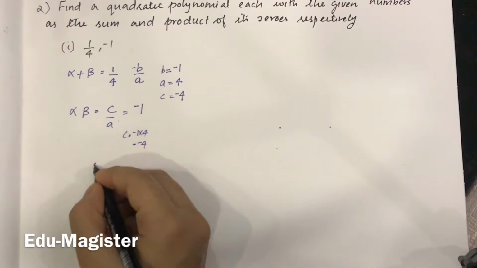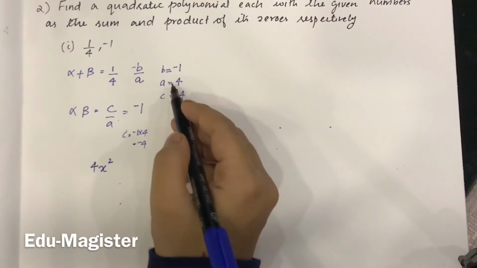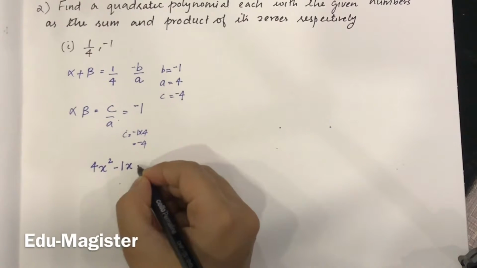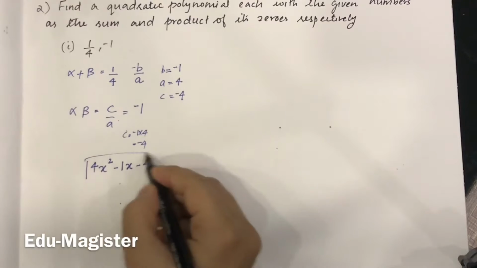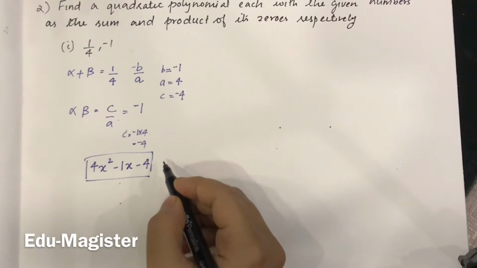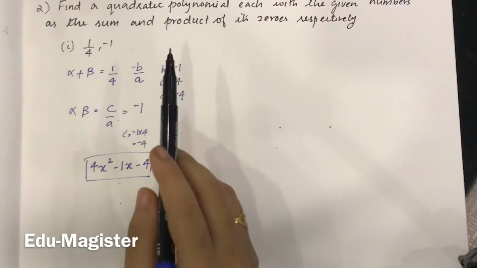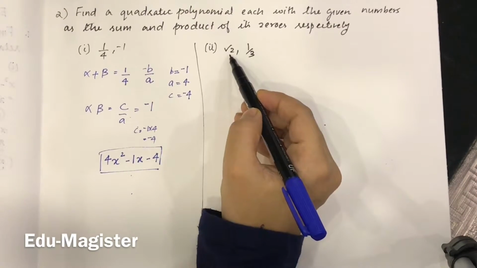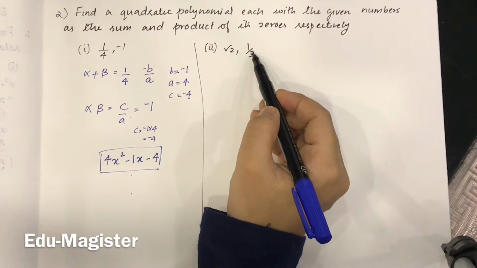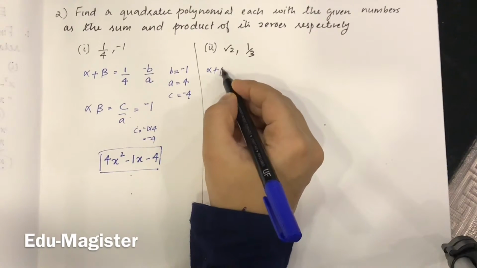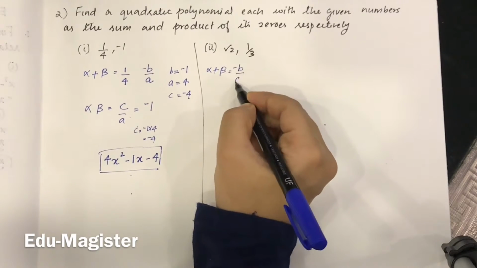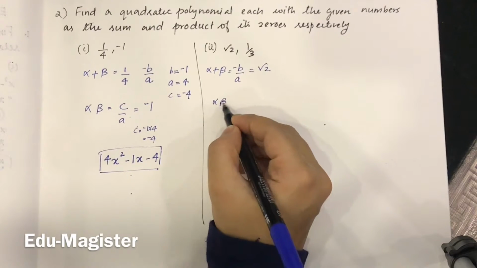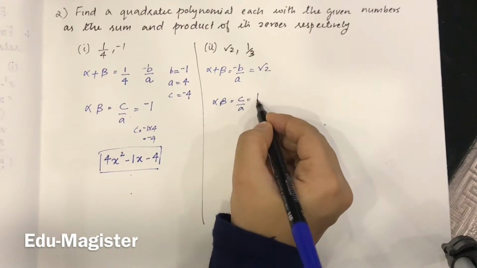So 4x square, that is a into x square, minus 1x minus 4. This is one quadratic equation that fits the given condition. Now, second question. Root 2 and 1 by 3. Root 2 is the sum of the zeros and 1 by 3 is the product of zeros. So, alpha plus beta, which is equal to minus b by a, is equal to root 2. And alpha into beta, which is equal to c by a, is equal to 1 by 3.